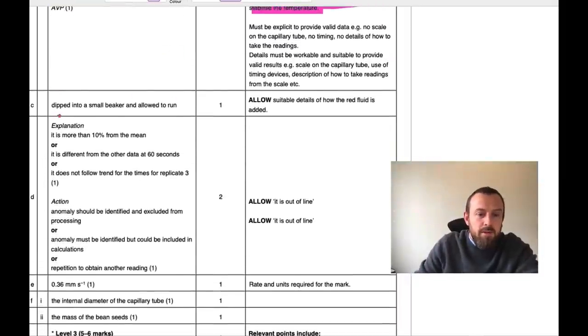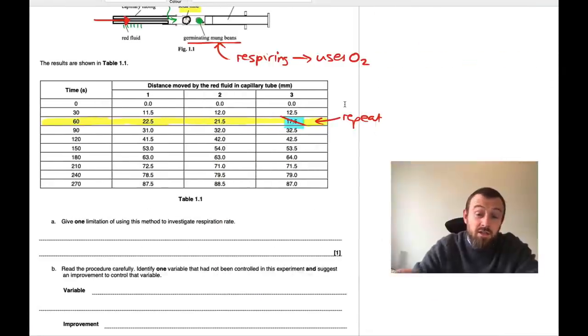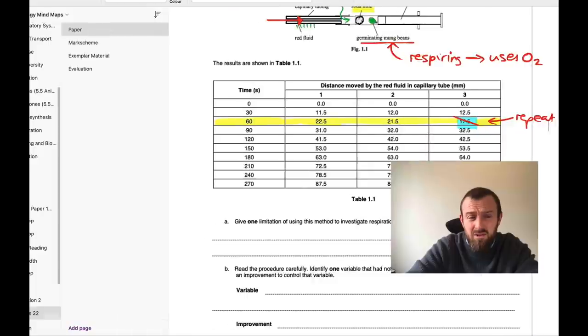So dipping it into a small beaker and allowing it to run. So this is what I described earlier. And then this is the anomalous one. So you could have said it is different from the other data at 60 seconds. It does not follow the trend for the times for replicate 3. Is that true? Let me see that. What does that mean? Oh yeah, okay, so you could have said that. No, I wouldn't have probably said that, but it was given.